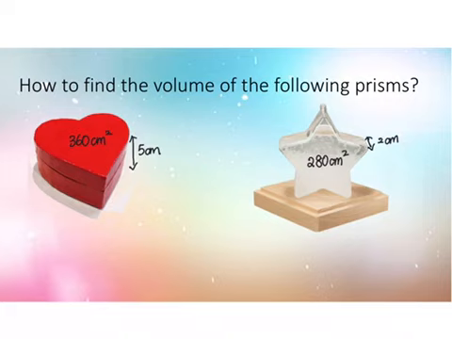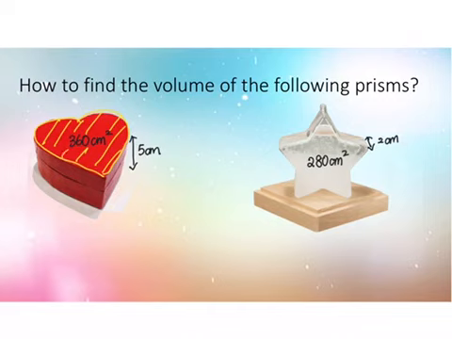How do we find the volume of the following prisms? Now let's take a look at our first case. This solid itself has a uniform cross-section. Can you identify the shape of the cross-section and then find the cross-sectional area? Well, the shape of the cross-section is in the shape of a heart. So this is the cross-sectional area, and it has a cross-sectional area of 360 cm squared.